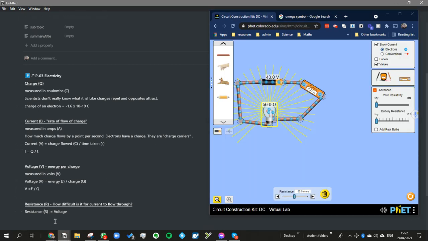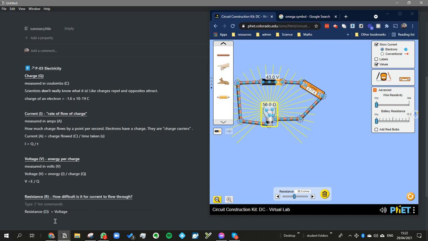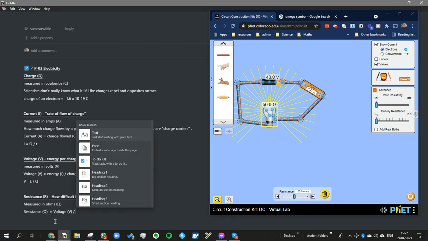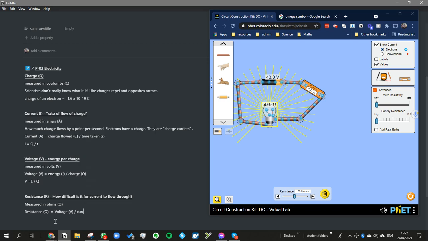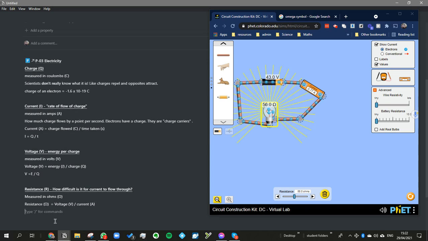Let's actually measure it. Let's do here as well. So resistance is measured in ohms, and the symbol for that is an omega symbol. And we can calculate it by doing voltage over current. So to use the symbols, it's going to be R is equal to V over I.